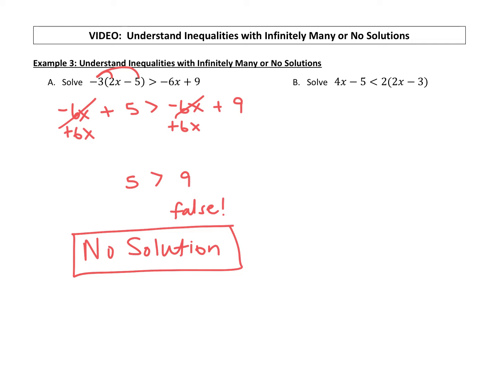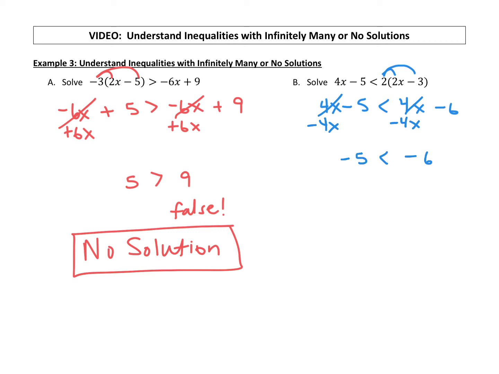All right, let's do our next one. We have some solving to do. This 4x minus 5, nothing to do there. I'll carry it down. Is less than, we've got some distributing. 2 times 2x is 4x. 2 times -3 is -6. Again, we might notice a 4x on both sides. Those are going to cancel. The math of why they cancel is you could subtract 4x to get it to the other side, and it's canceling on both sides. Is -5 less than -6?